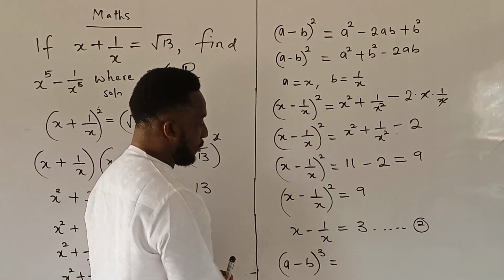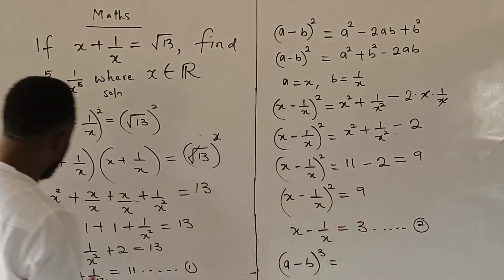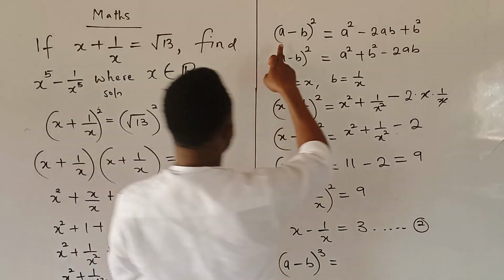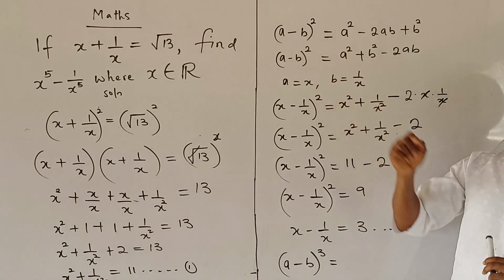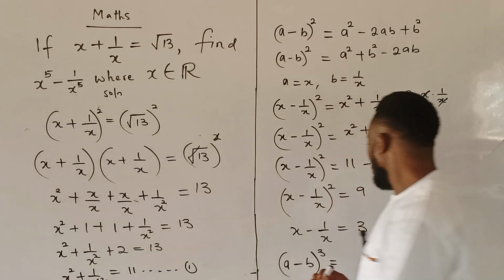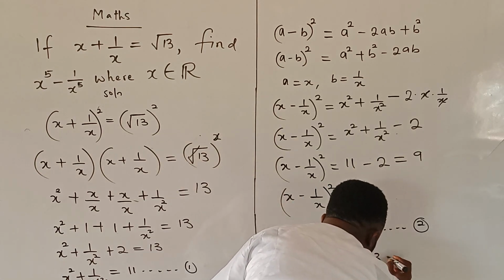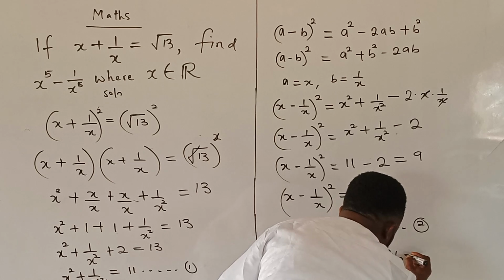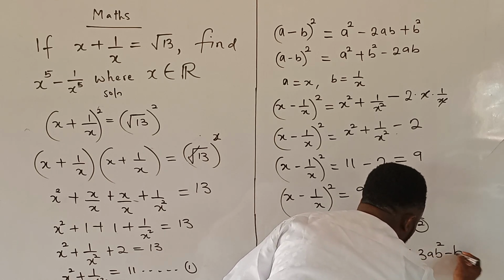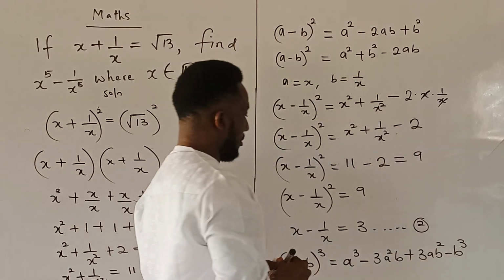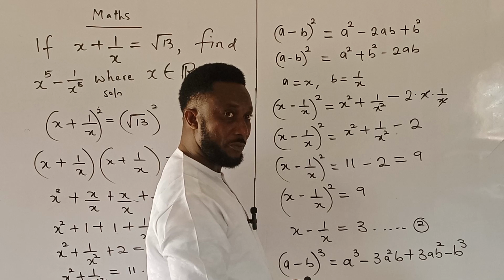Now, (a minus b) to the power of 3, if you expand it, it's like saying this (a minus b) we have here, multiplied by another (a minus b). That's going to give us a cubed minus 3a squared b plus 3ab squared minus b to the power of 3. So if you expand this, you can also use Pascal's triangle. This is what you are going to have.